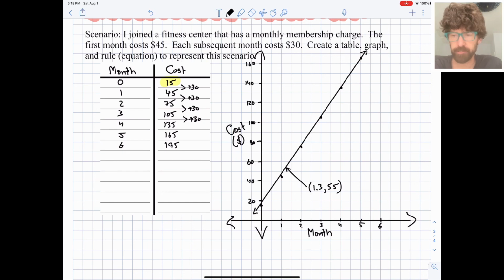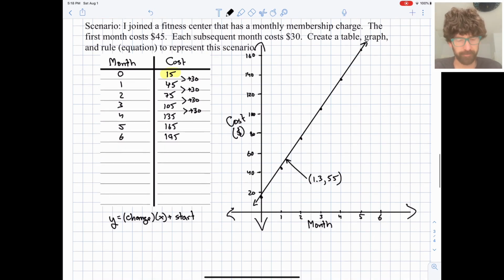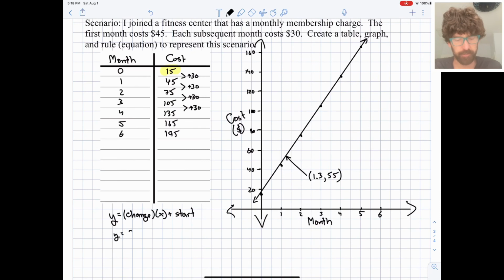All right, so it looks like we have a table, we have a graph, we need to come up with a rule. And again, we're going to be doing a lot more with linear equations down the road, but as a little preview, my linear equation is going to look like y equals change times x plus start. And now that we know our start, we can get the correct rule. So y equals $30 for every month plus my $15 starting fee. So that would be the correct rule right there. All right, and that's a good place to stop.